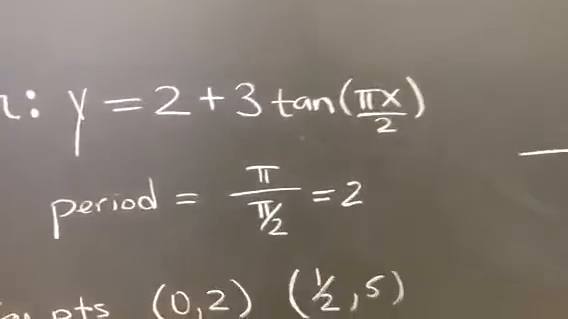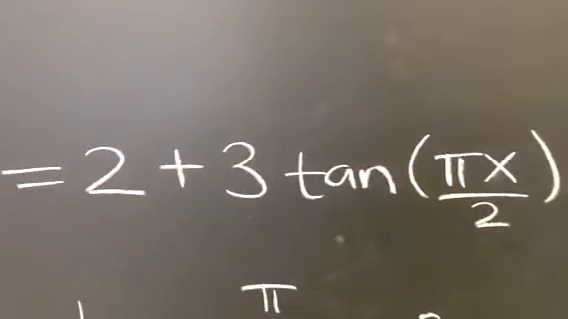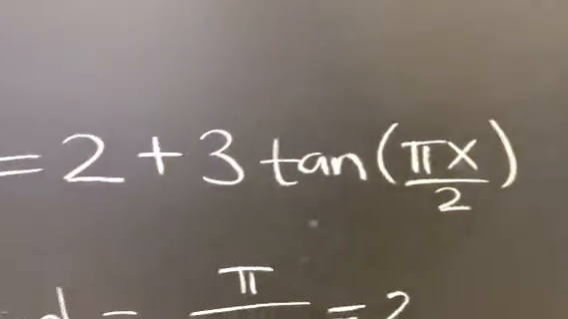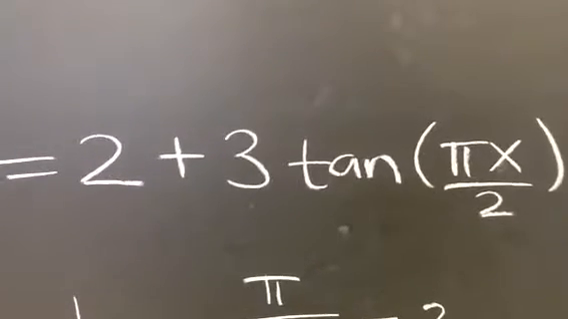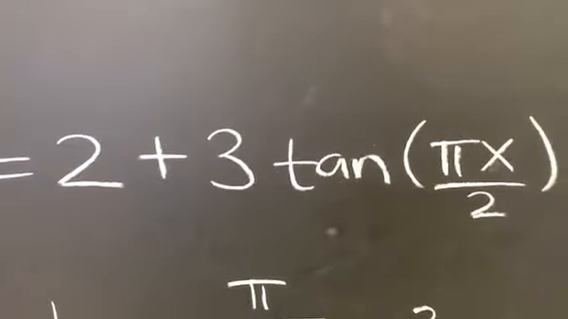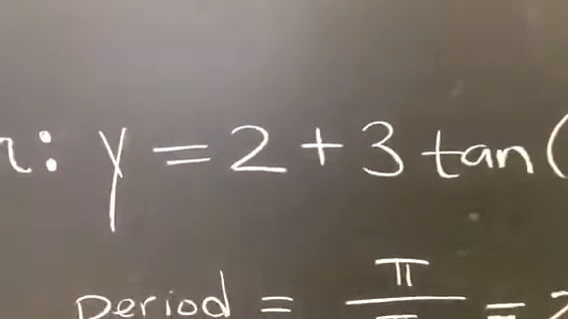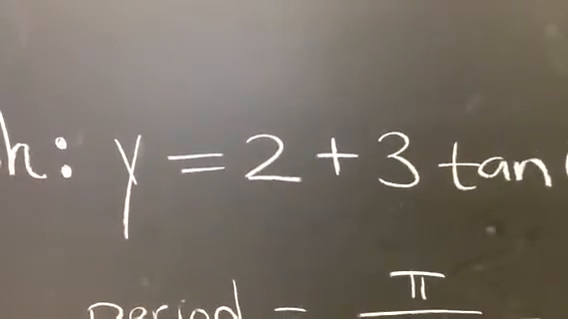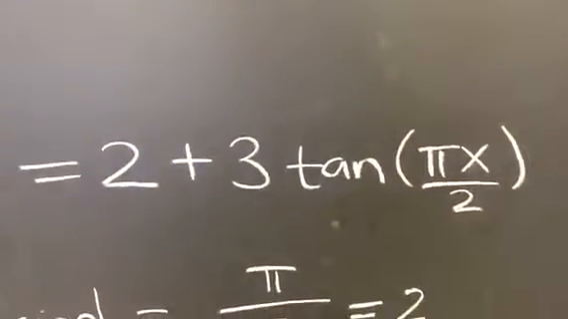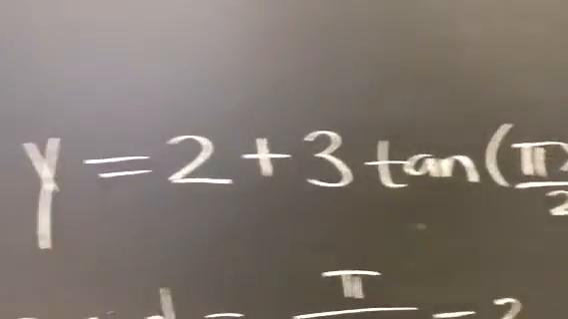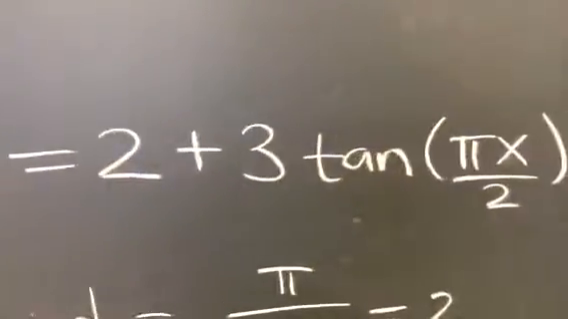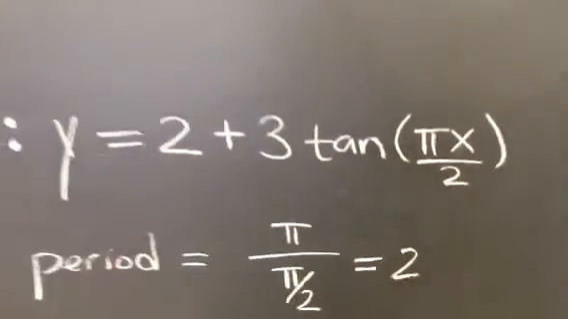Now, the 3 on the outside changes the y values. It's a vertical stretch. So we're going to multiply all the y values by 3, and after we multiply them by 3, we add 2 to the y values to give it a vertical shift. Think order of operations. Multiplication comes before addition. That's important. So we're still going to follow the order of operations.